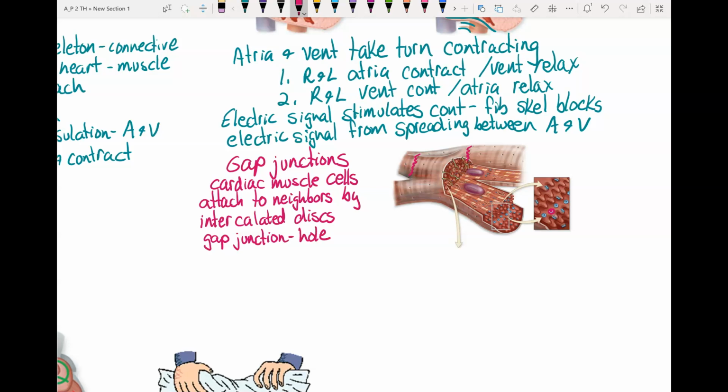Electric signals, if you remember from chapter 12, are ions. It's sodium and potassium. And in the heart, it's also calcium. So when we're talking about electric signal in the heart, we're talking about sodium, potassium, and calcium moving in and out. These holes allow those ions to move between cells. So if one cell has an electric signal, so does its neighbor. So all the cells that are connected to each other will experience an electric signal together.